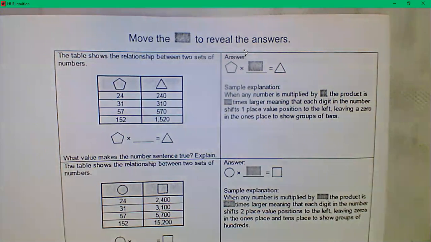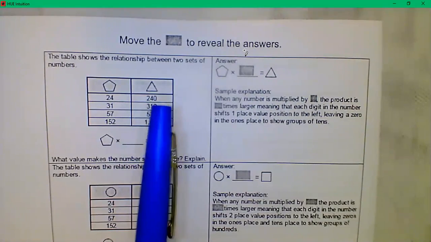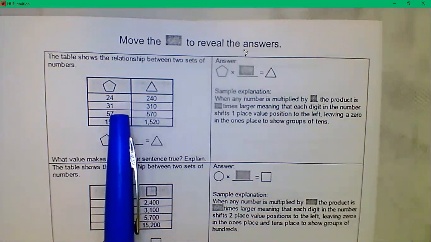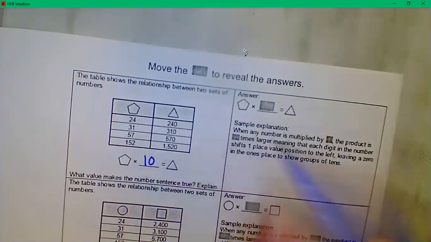Okay, so the pattern shows a pentagon times some number giving us a triangle. Look at the pattern of the relationships here between 24 and 240, 31 and 310, 57 and 570, 152 and 1,520. Jersey, what relationship do we see here? Times 10. Okay, so we would take the number provided in the pentagon times 10 to get the answer we need in the triangle.